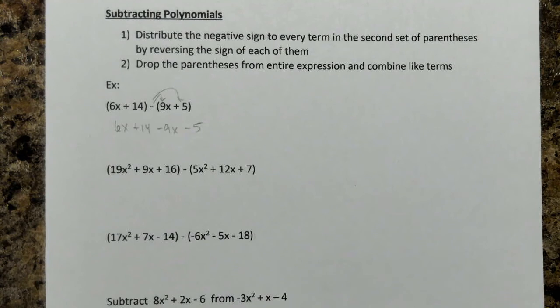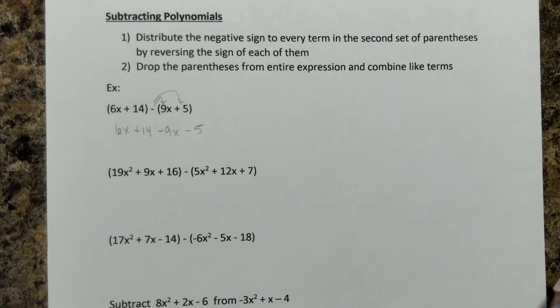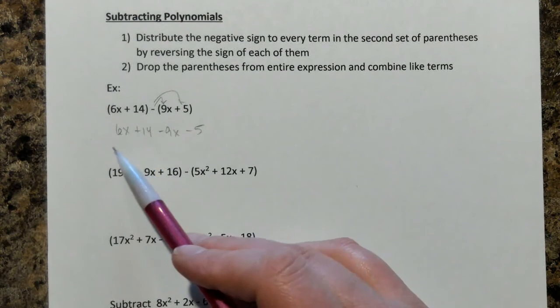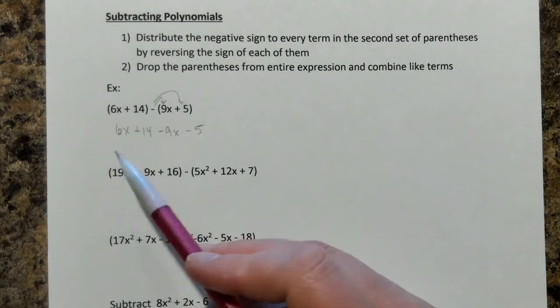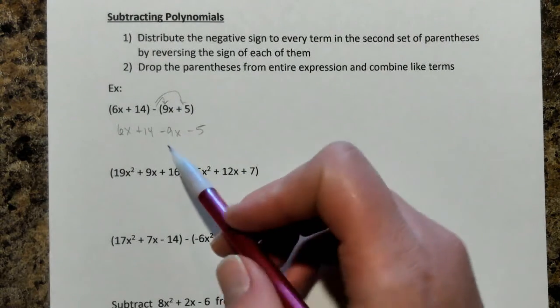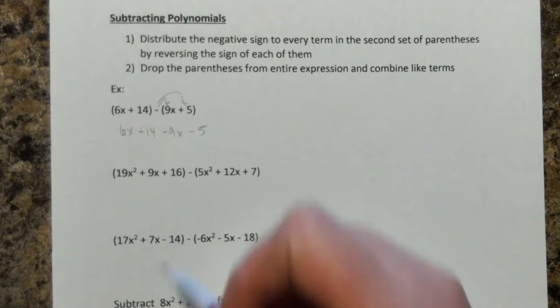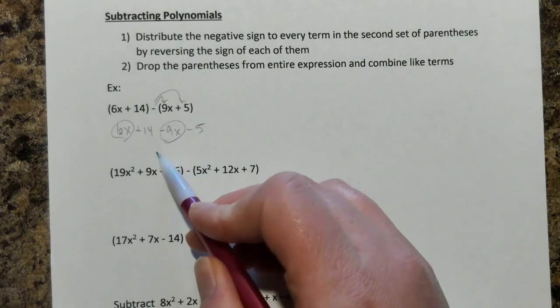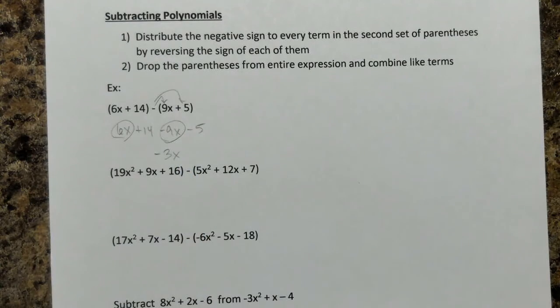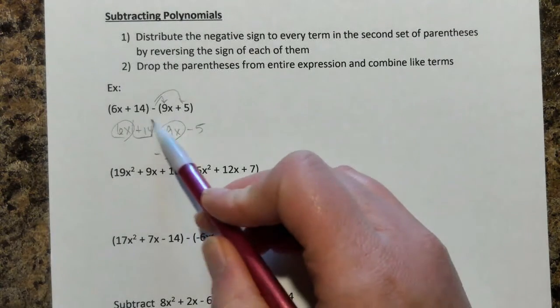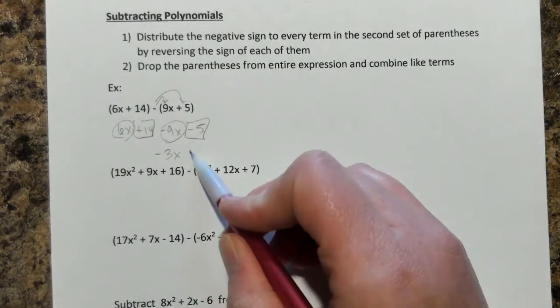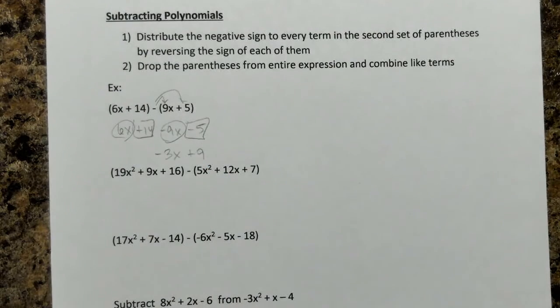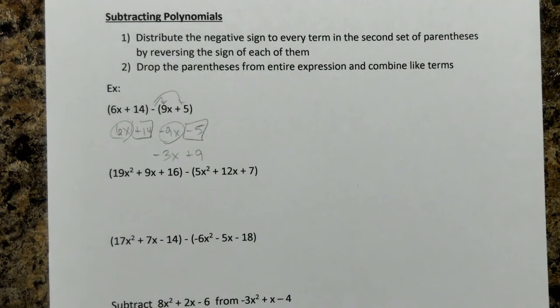Okay? We have more example problems we'll go through. But now, once you drop the parentheses, now you can do what you've been doing by adding polynomials. So really here we're just combining like terms now. So I have 6x minus 9x. That gives me negative 3x. And 14 plus a negative 5 gives me a positive 9. Okay, so negative 3x plus 9.